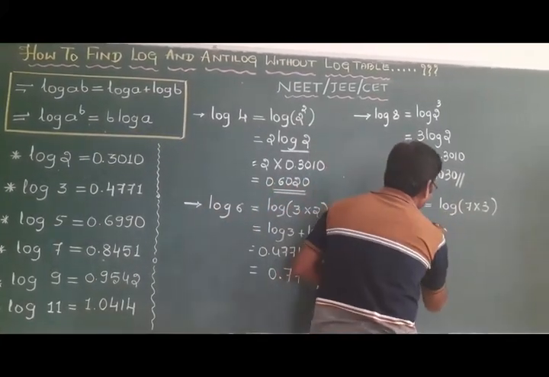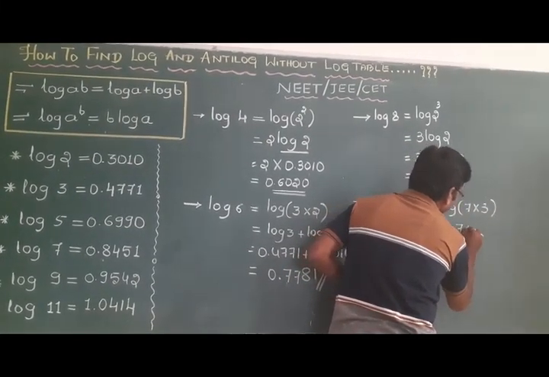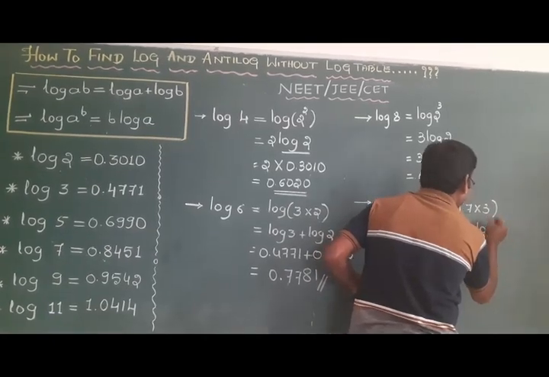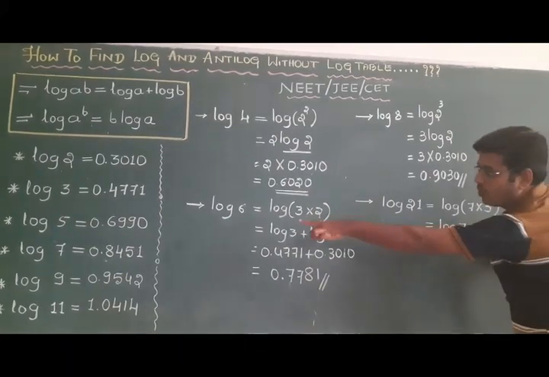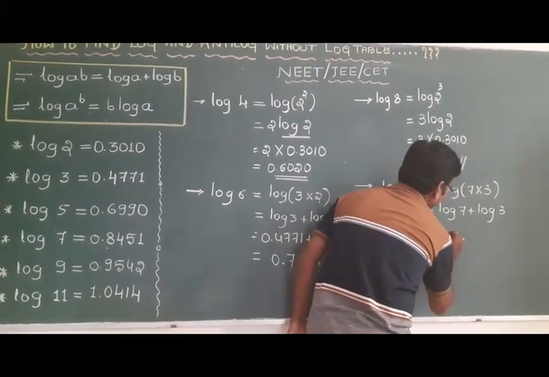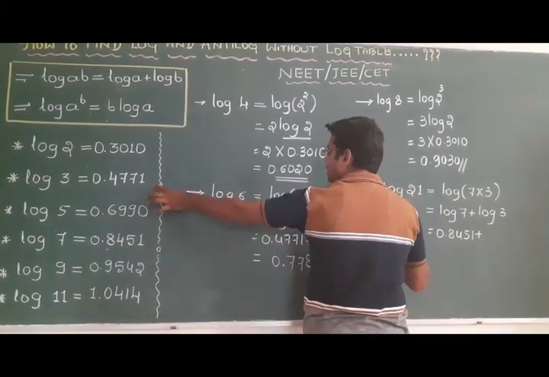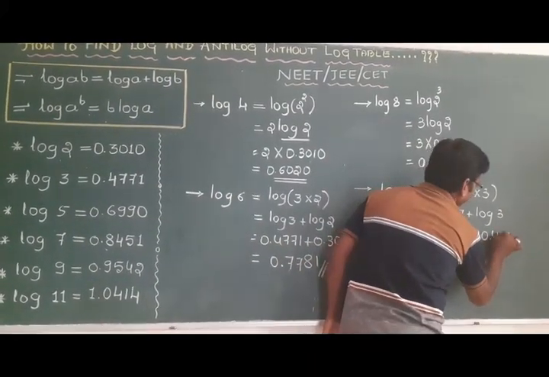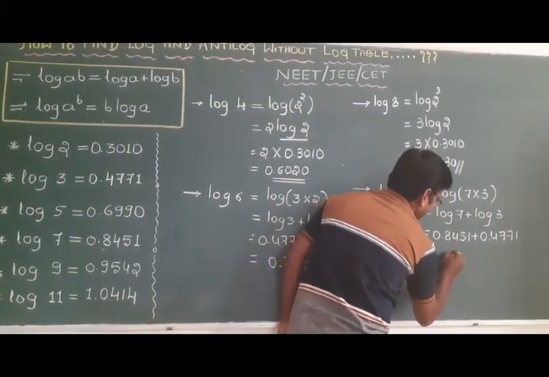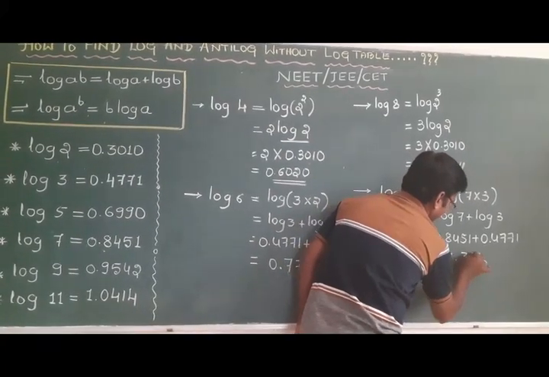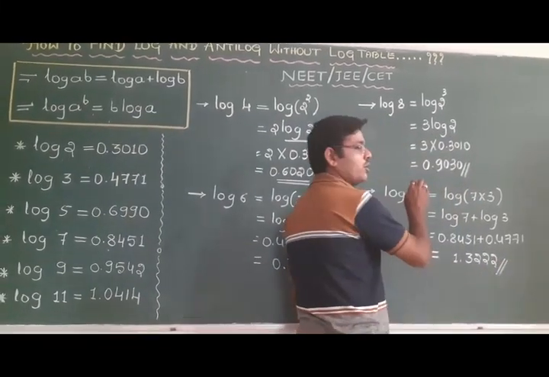Again this is in the form log a into b, so log a b equals log a plus log b, that is log 7 plus log 3. Already you know these two values: log 7 equals 0.8451, plus log 3 equals 0.4771. If you add these two values, you will get the answer, 1.3222. So this is the value of log 21.